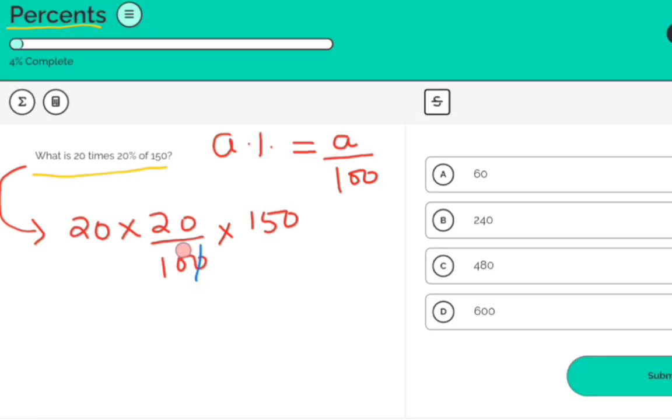In order to solve this, we'll cancel the zeros. So we are left with 2 multiplied by 2, which is 4, multiplied by 150. So the answer for this question is just 600.